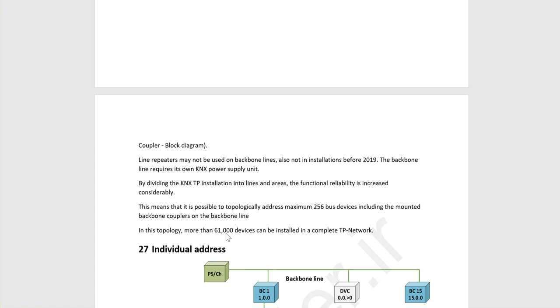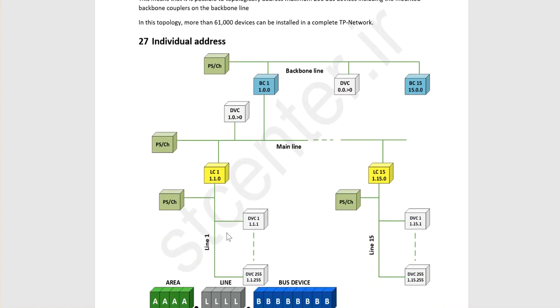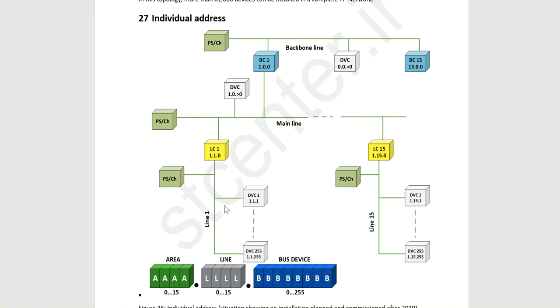Of course, it's theoretical, and in reality, nowadays, for example, you have 24 output actuators, you have touch panels that can send hundreds of telegrams. So you should consider the traffic of the data. Yeah. Then we turn to the individual address.